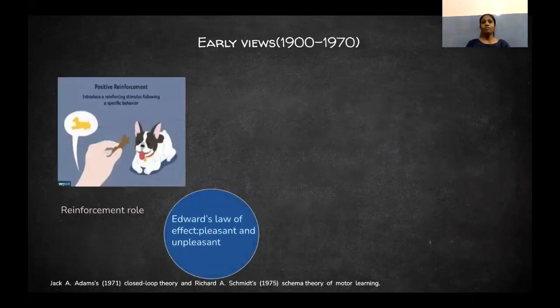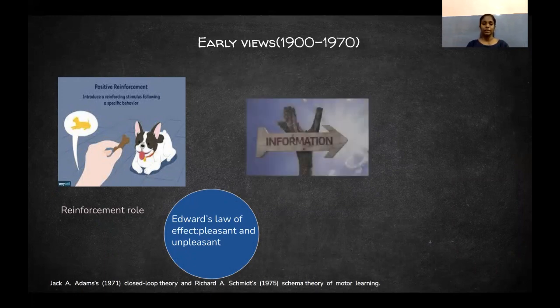Thorndike's law of effect states that an action should be repeated if it has a pleasant effect, and it should be avoided if it has an unpleasant effect. Then, in 1964, the feedback has only an informational role in motor learning.